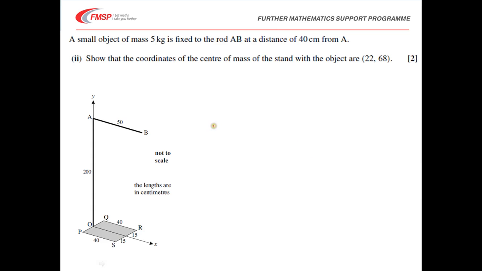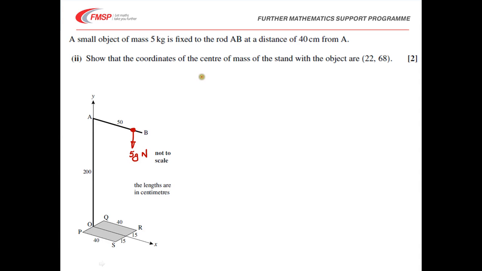Okay, so going on from there, we've now got this extra object which is attached to the rod AB at a distance of 40 centimetres along. So we add this object in here that's got a mass of 5 kilograms, so a weight of 5g newtons. And we're going to show that the coordinates of the centre of mass of the stand with the object added are at (22, 68). Now we could go back to scratch and start with our table again, because we could just include this extra element in the whole calculation.